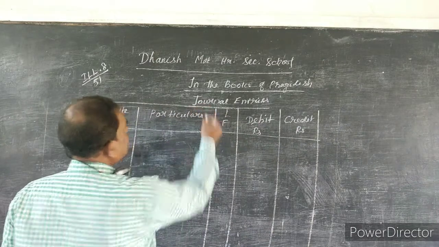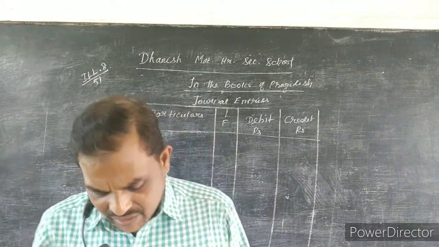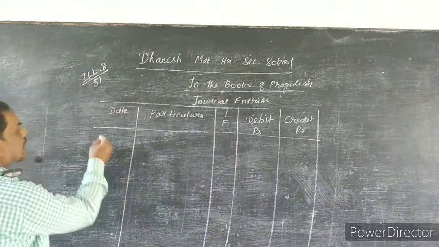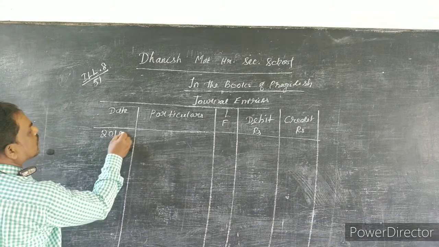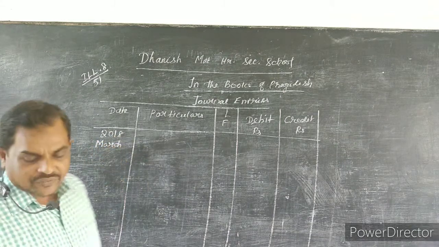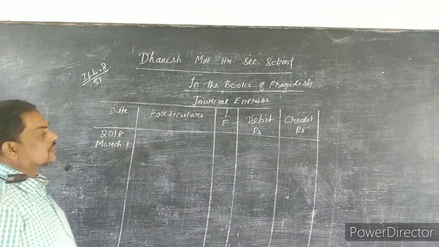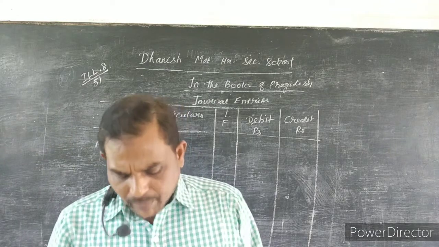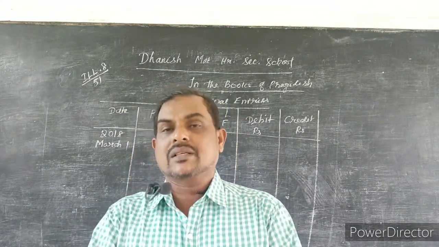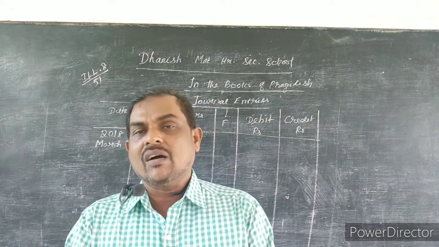These are my dear students. First we have to read the journal entry, that is the transaction. Which year? 2018 March. So in the date column you put the year 2018 March. What is the date of the first journal entry? 1. So you put here March 1. Purchased goods from Y and Company on credit.